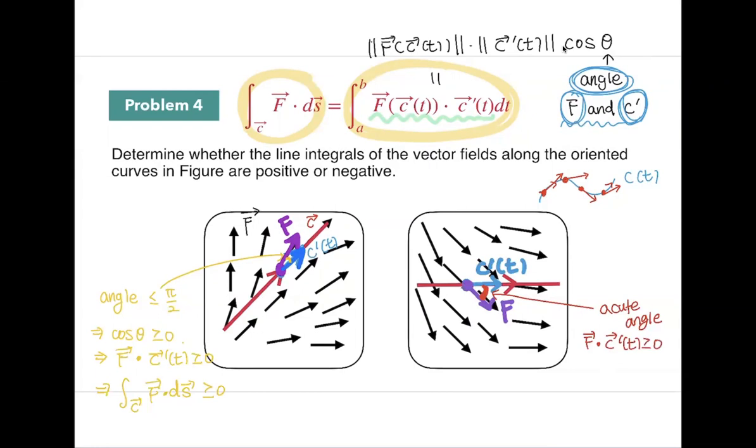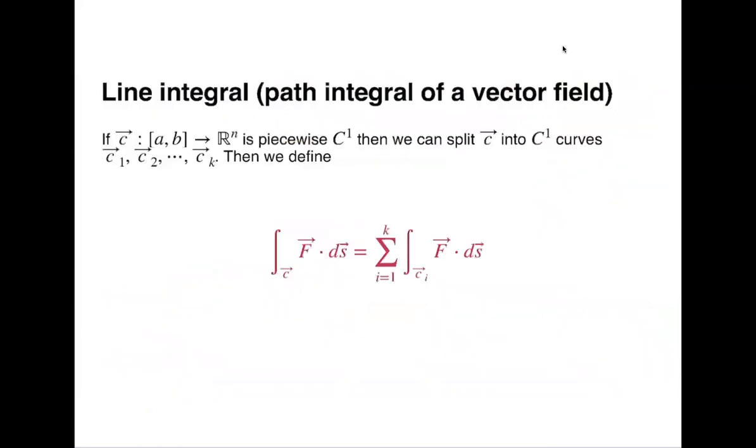And as you can see, at each point the angle must be an acute angle. So along the curve our integrand is positive, so we can say that our integration must be positive. Okay, we can think about it like this.